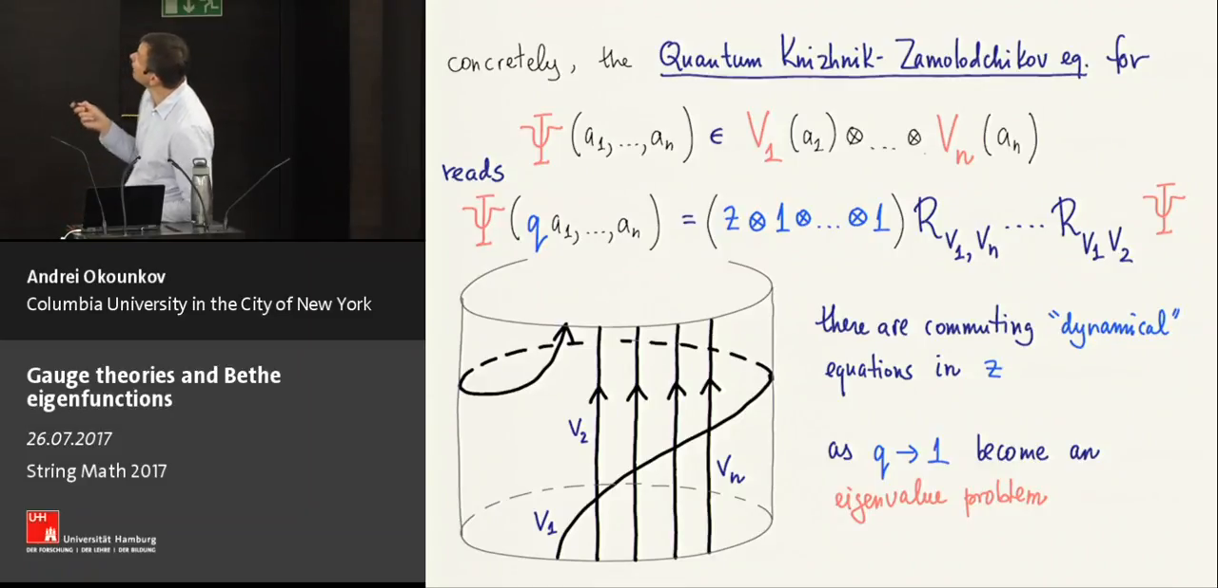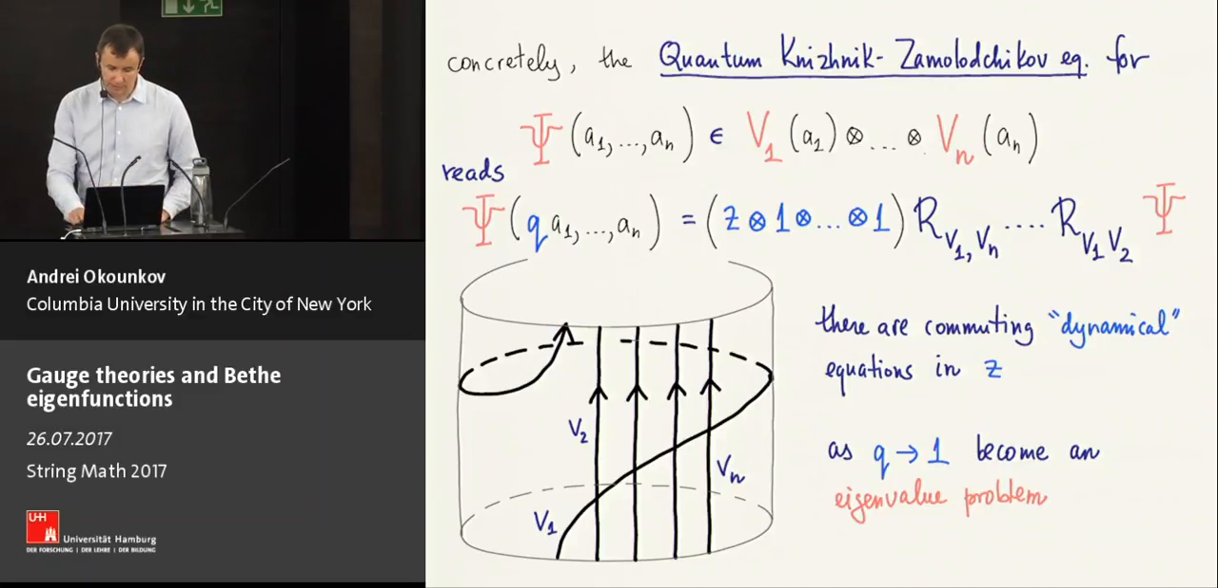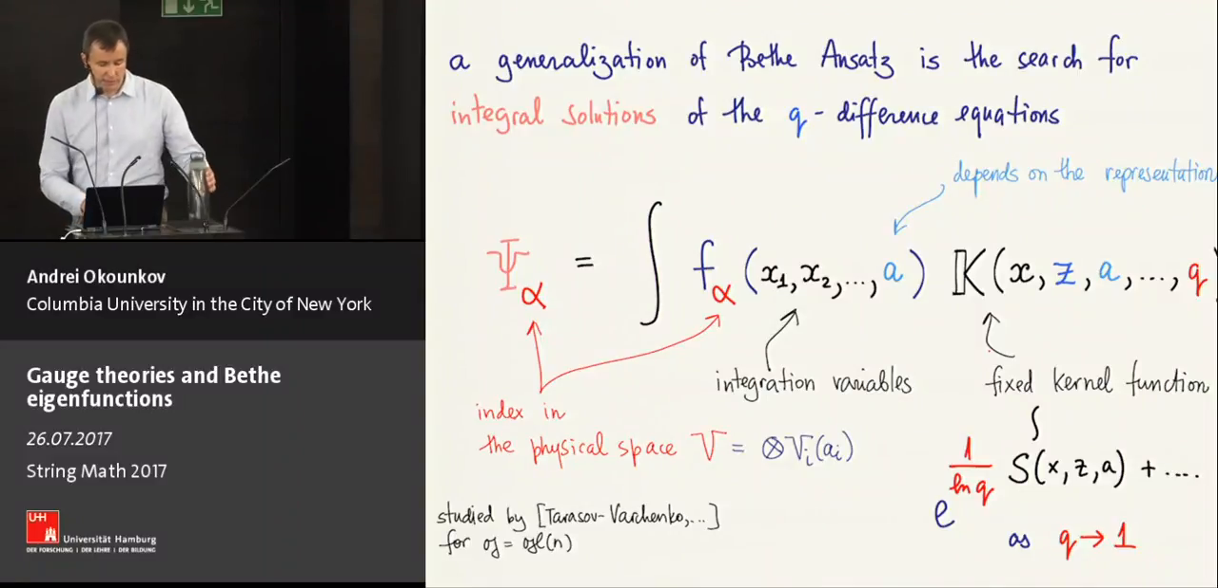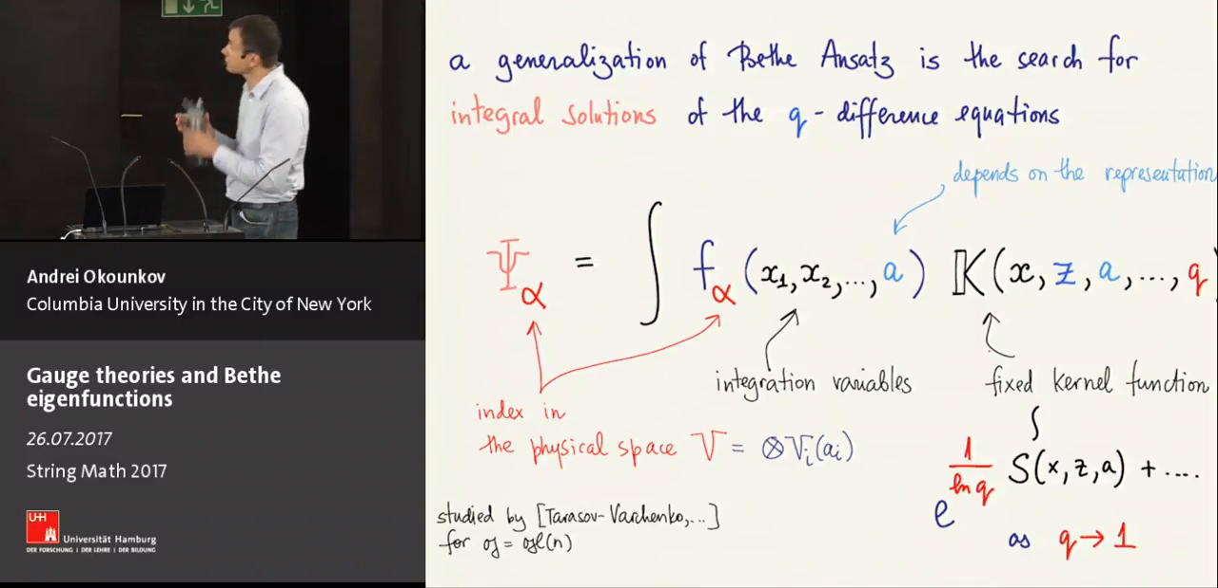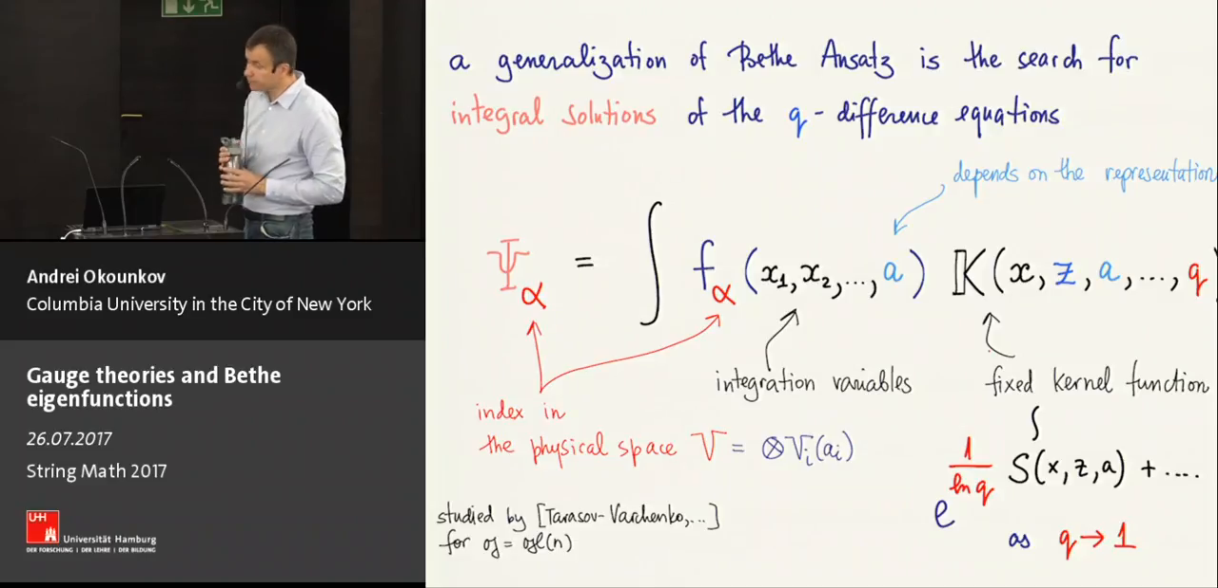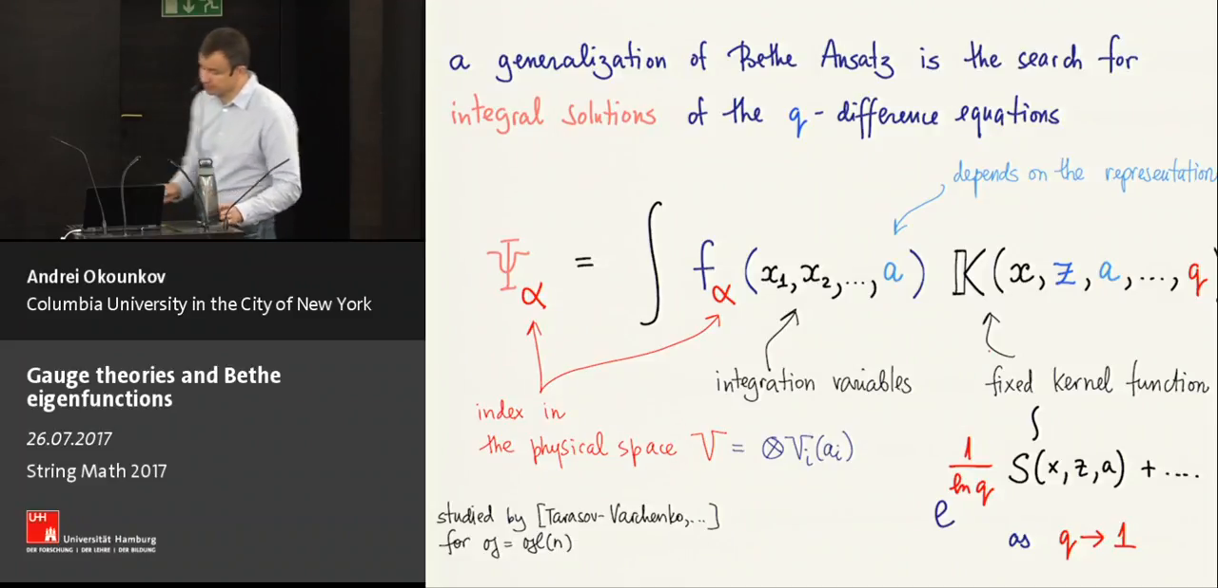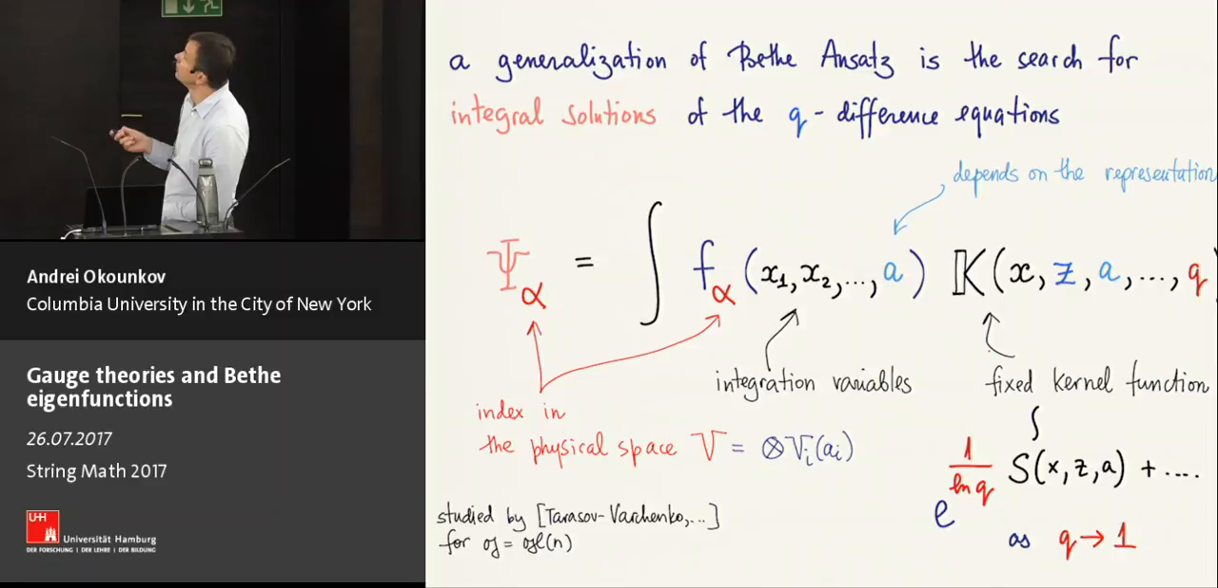Of course, if I have an equation of this form, where q is unrelated to anything I've seen, then as q goes to 1, I'm obviously going to get an eigenvalue problem. That will specialize to the Bethe Ansatz question. And the generalization of the question of Bethe Ansatz is the search for integral solutions of the QKZ.